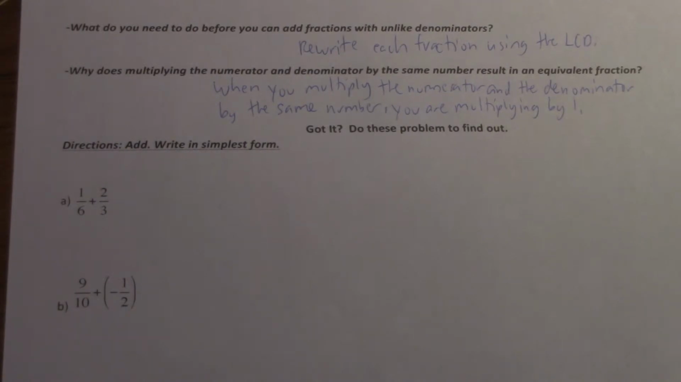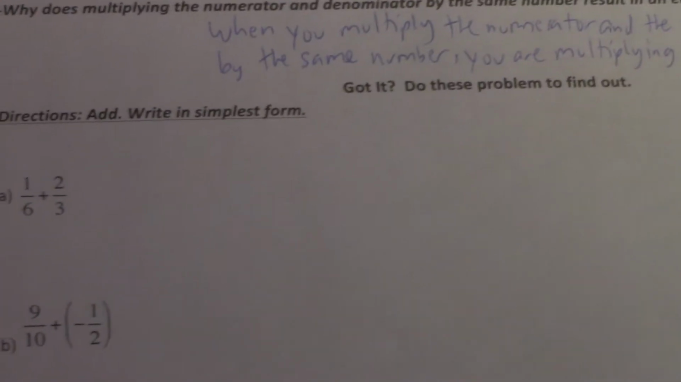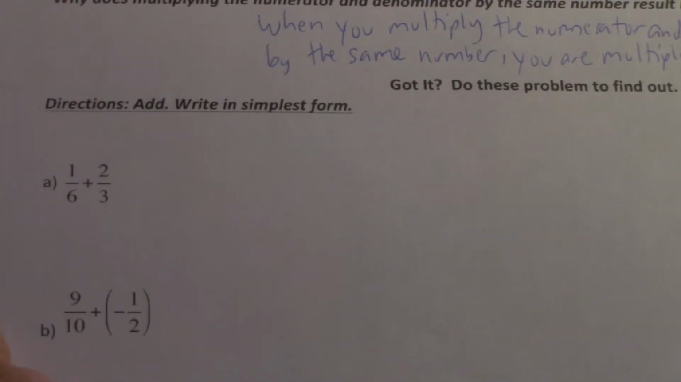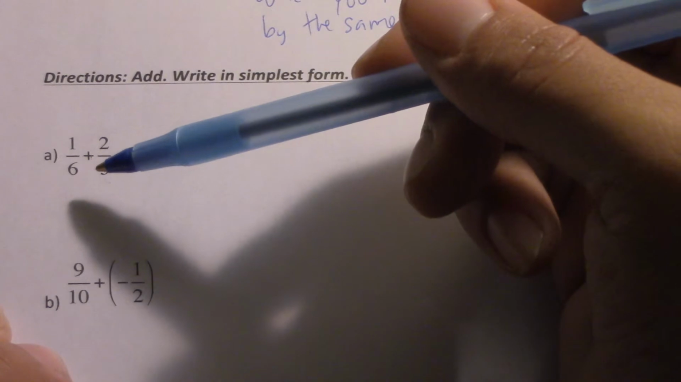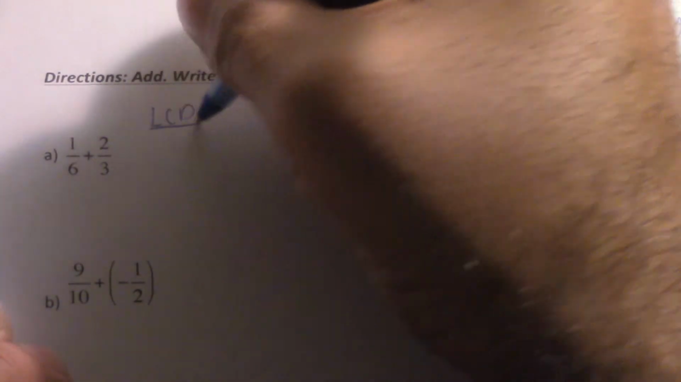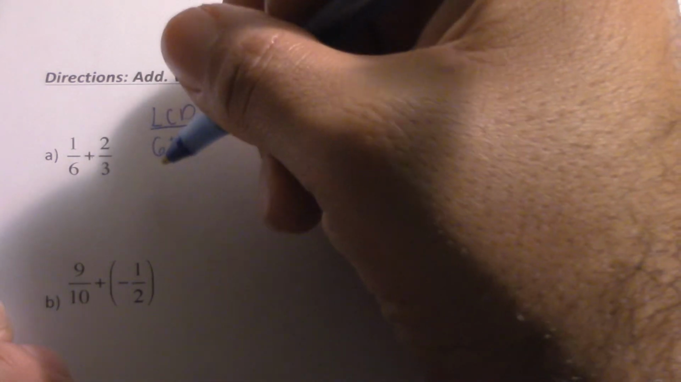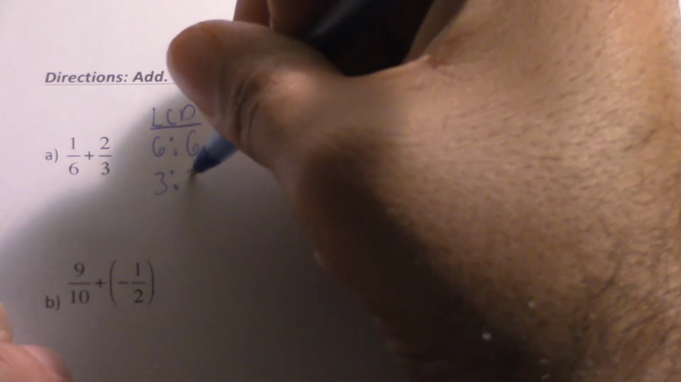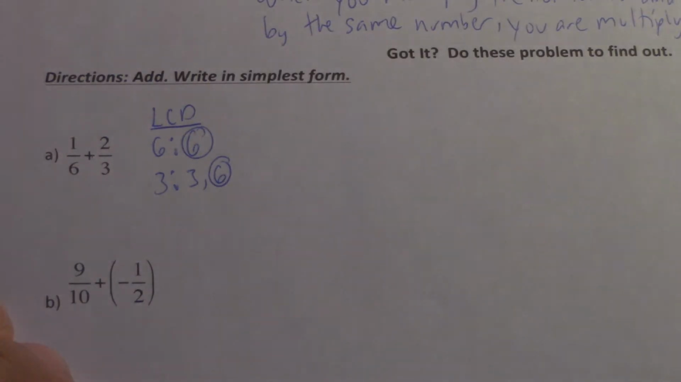We're going to go ahead and check our answers for each of the questions here. So let's first look at the first problem. A, it says 1/6 plus 2/3. So the first thing I notice is that I have different denominators, unlike denominators. So I'm going to go ahead and find the LCD of both 6 and 3 to find a common denominator. So a multiple of 6 would be 6. And some multiples of 3 include 3 and 6. Therefore, my LCD is 6.